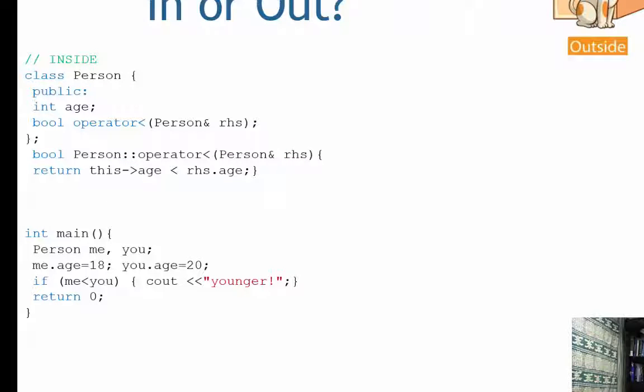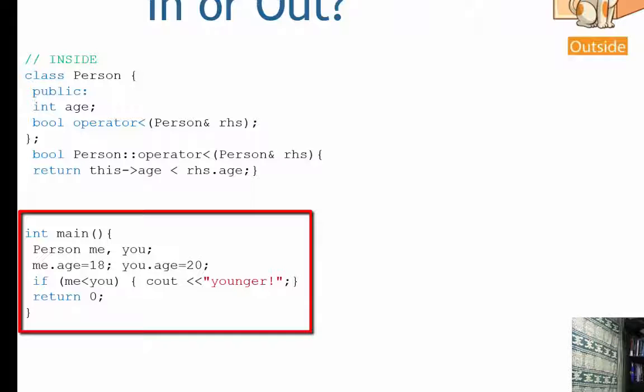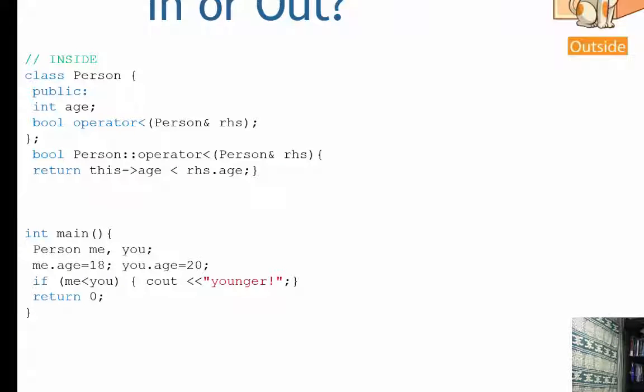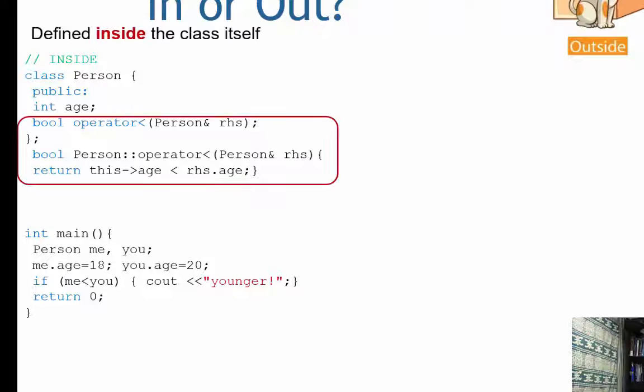So if you look at your main program over here, I've defined two objects, me and you. I've set my age to 18, your age to 20. And so I want to know if me is younger than you. And here, this definition is actually inside the class. The bool operator less than is occurring within that class definition, so I'm putting Person::operator. So it's all part of the class. If I run this program, it would print "younger" to the screen.